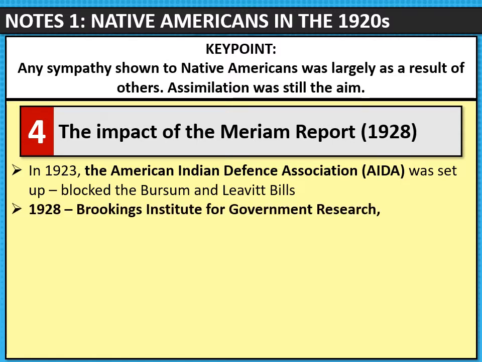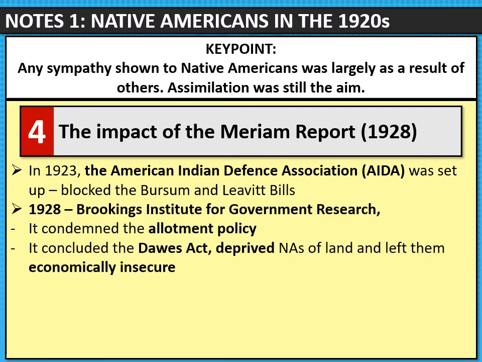In 1928, though, the Brookings Institute for Government Research produces the Merriam Report, written by Lewis Merriam, a federal government employee. The Merriam Report is damning of allotment policy. It criticises it and condemns it. In fact, it concludes that it has deprived Native Americans of their land and left them economically insecure. It also went as far as to criticise the conditions on reservations.